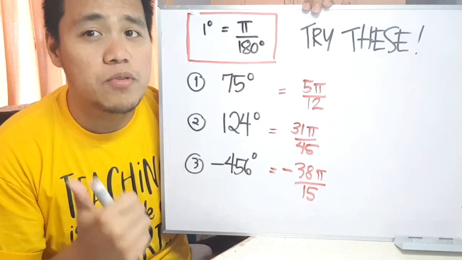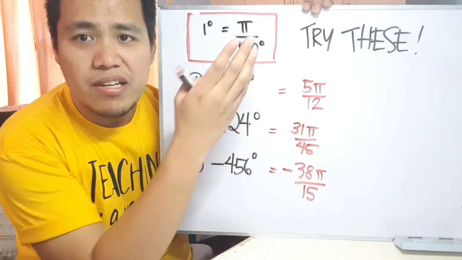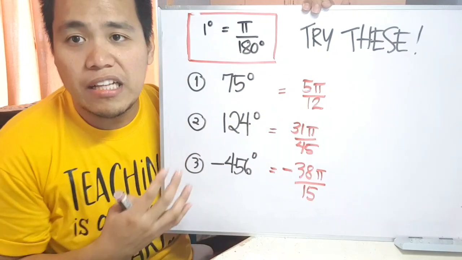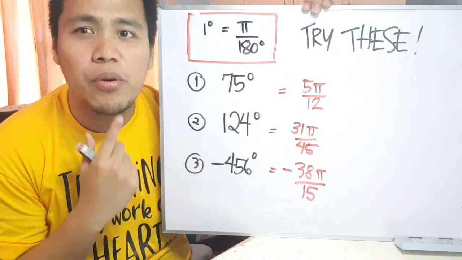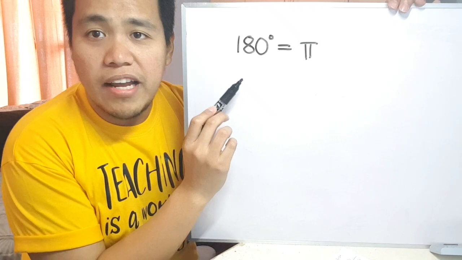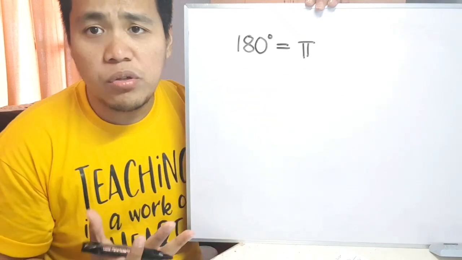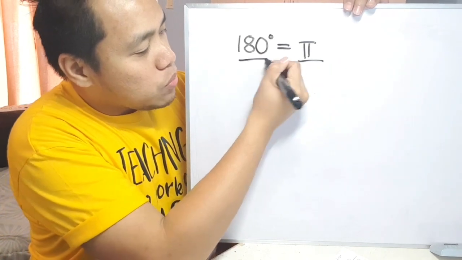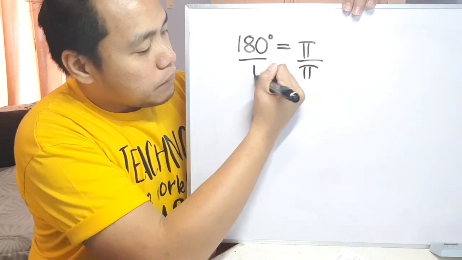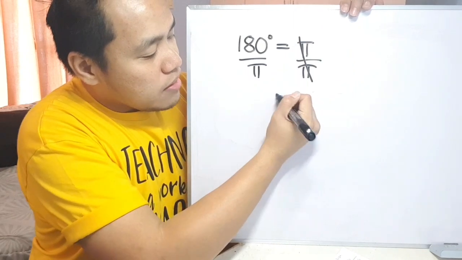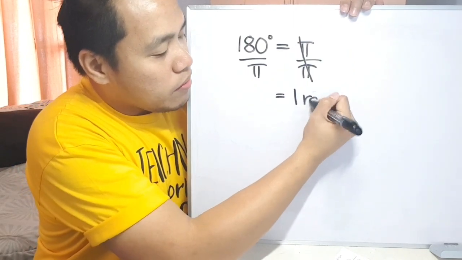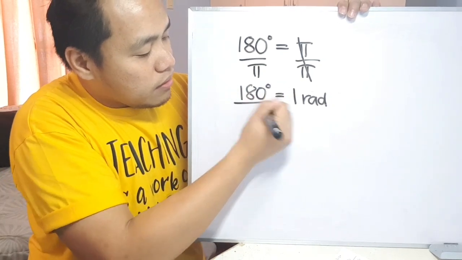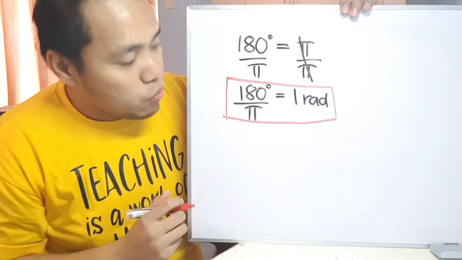Very good job. So now, how about if our given is in pi and you're going to go back, or convert it to degree measure? How are we going to do that? Since 180 degrees is equivalent to pi, if we want to know the equivalent of 1 radian, then we have to divide both sides by pi this time. If we cancel this, we will be left with 1 radian, and that is equivalent to 180 degrees over pi.